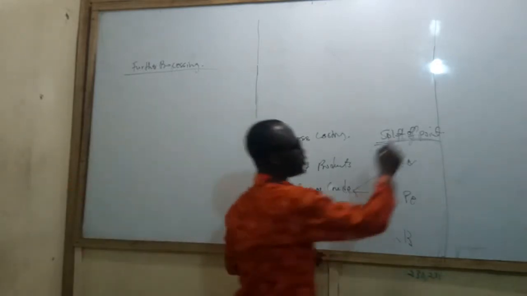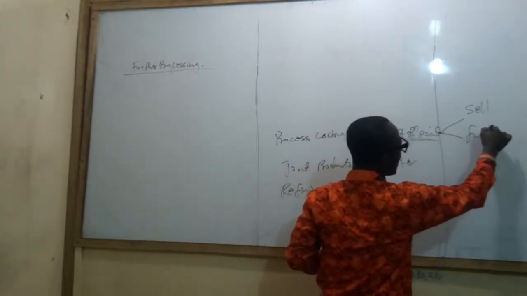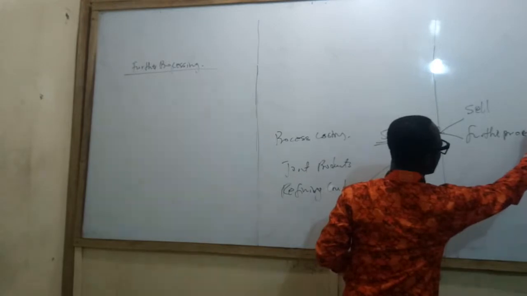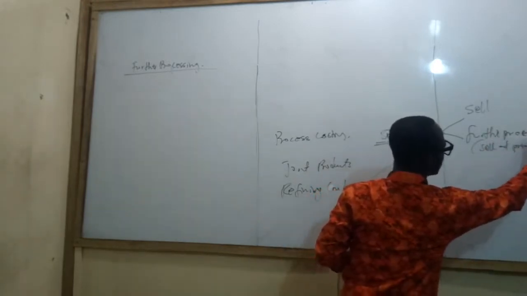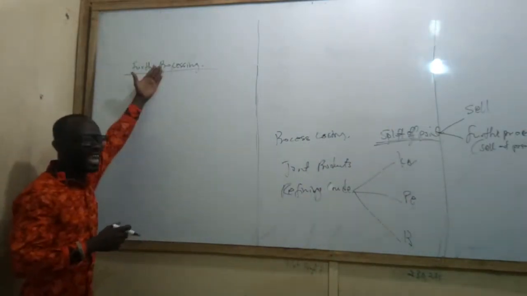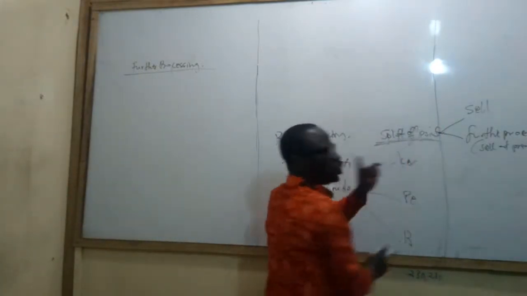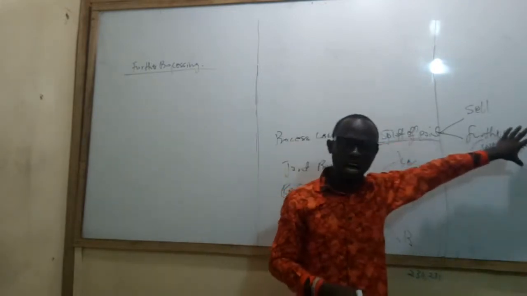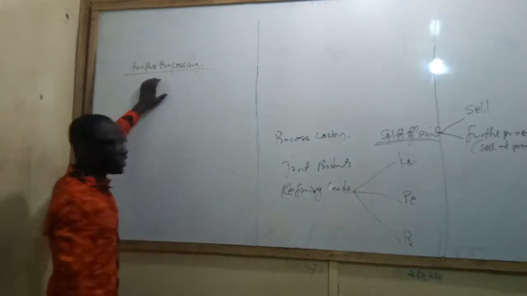At the split-off point, the company has two options: one, to sell the product at that split-off point, or to further process the product and sell at a premium. So the question we are about to analyze is, when the products reach the split-off point, should we sell at the split-off point or further process? That is the idea of further processing.